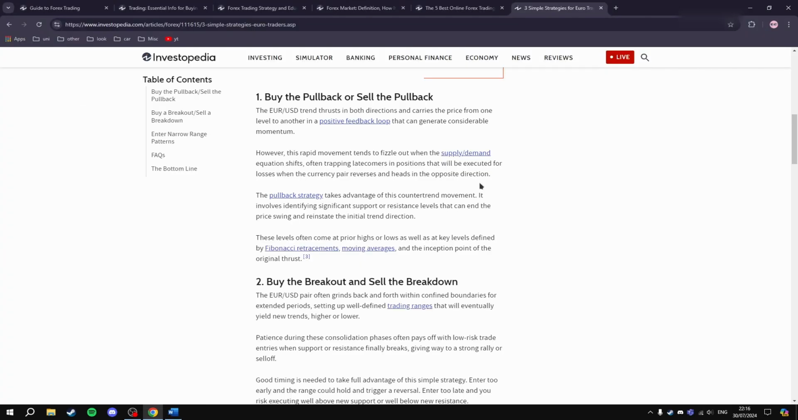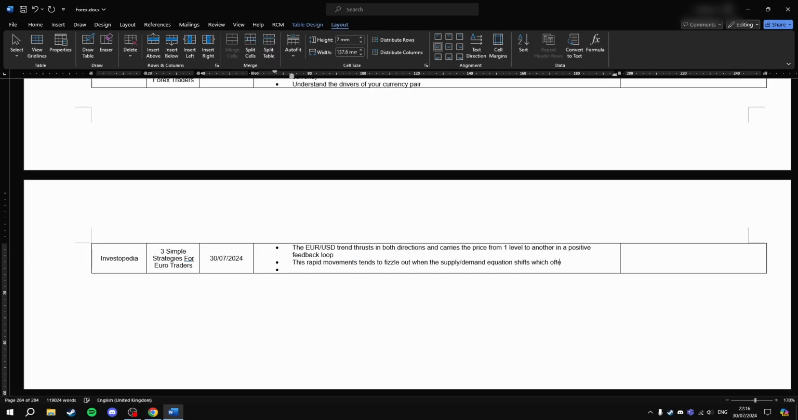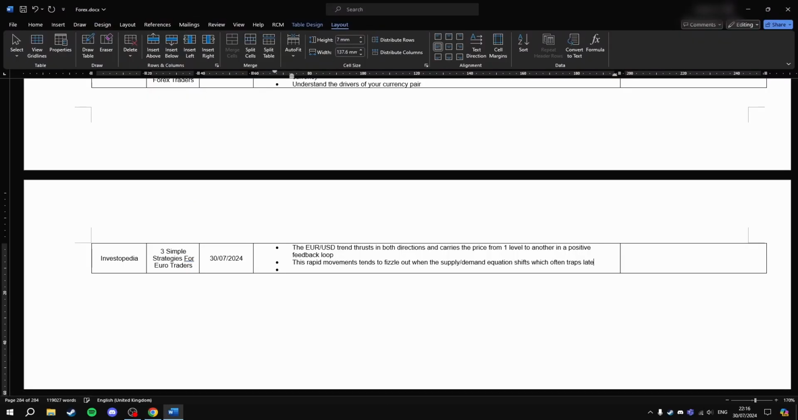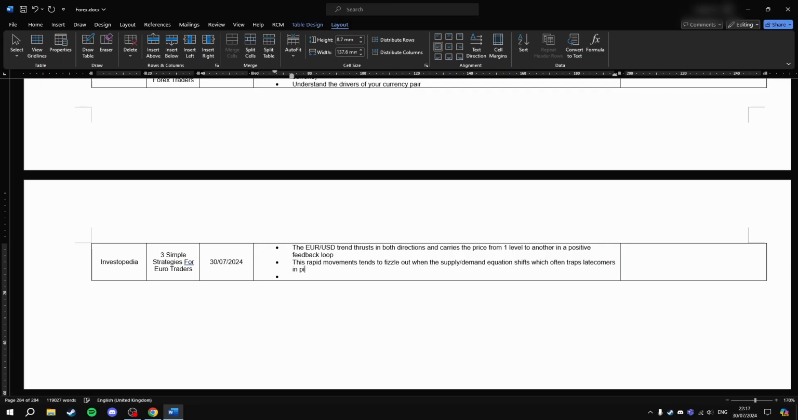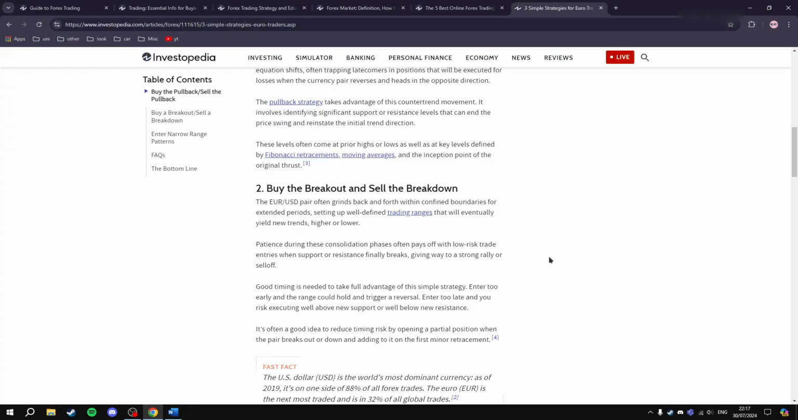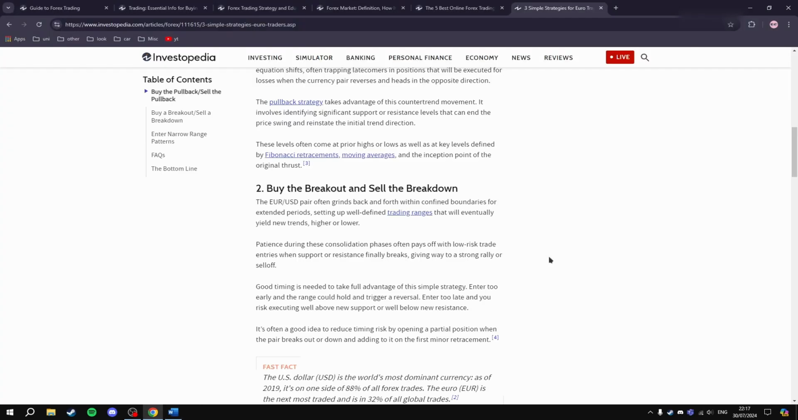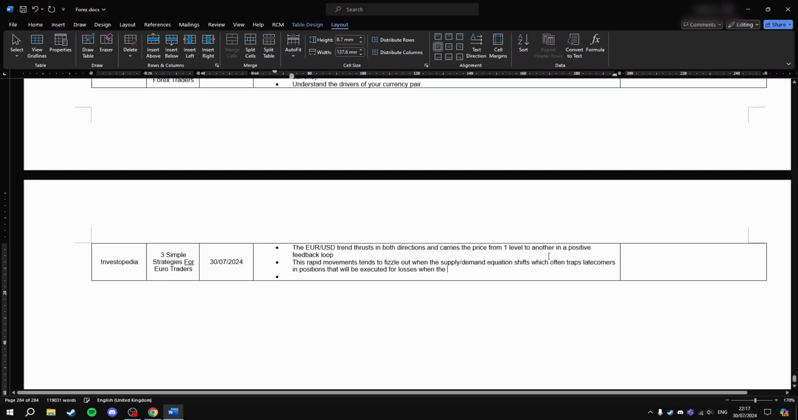Often trapping latecomers in positions that will be executed for losses when the currency pair reverses and heads in the opposite direction.